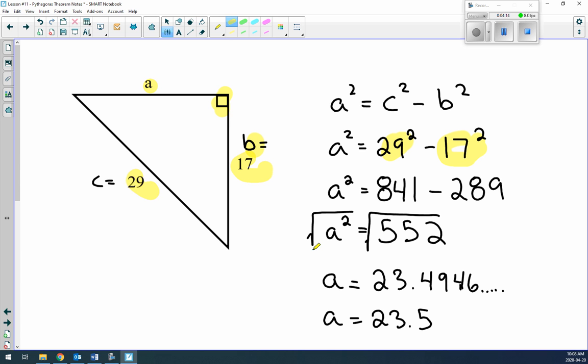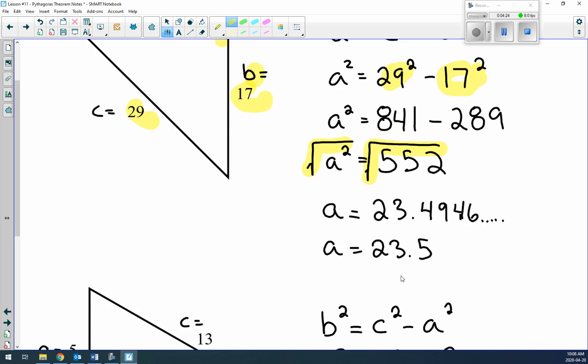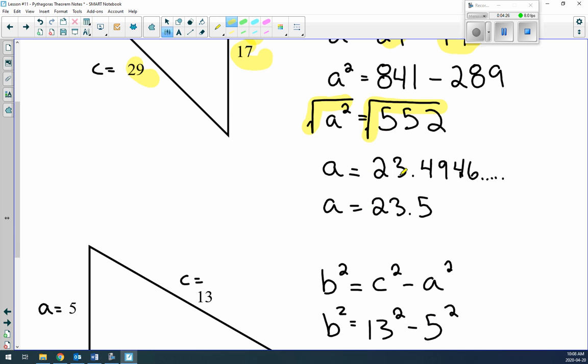Now, again, we're trying to get A by itself, so we do the inverse operation. The inverse of squaring something is square rooting. So square root of the left side, square root of the right-hand side. Of course, you grab your calculator and do this. So A equals 23.4946. Again, we're going to round to 1 decimal place. We look at the 4, go one number to the right, and see it's a 9. So that's going to round the 4 up to a 5, so 23.5.